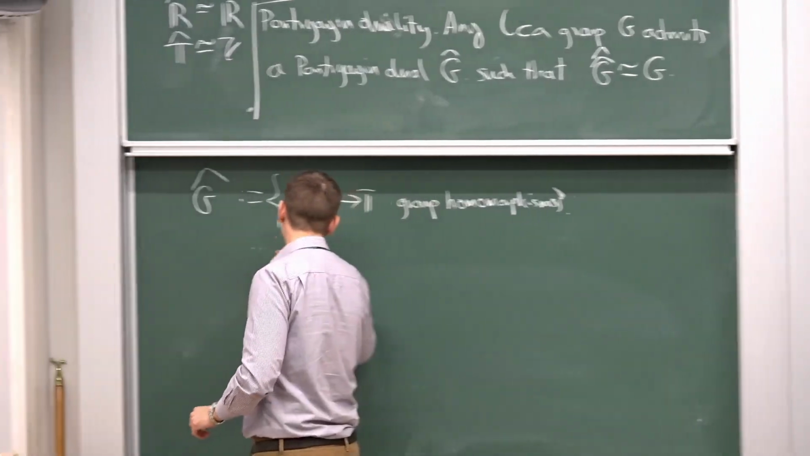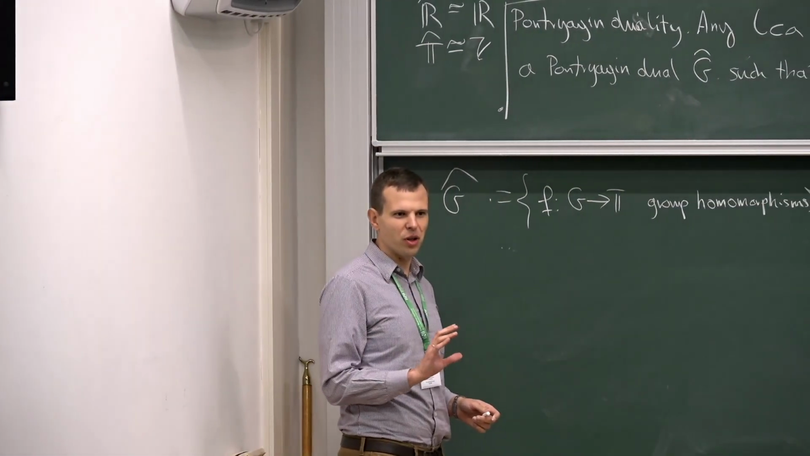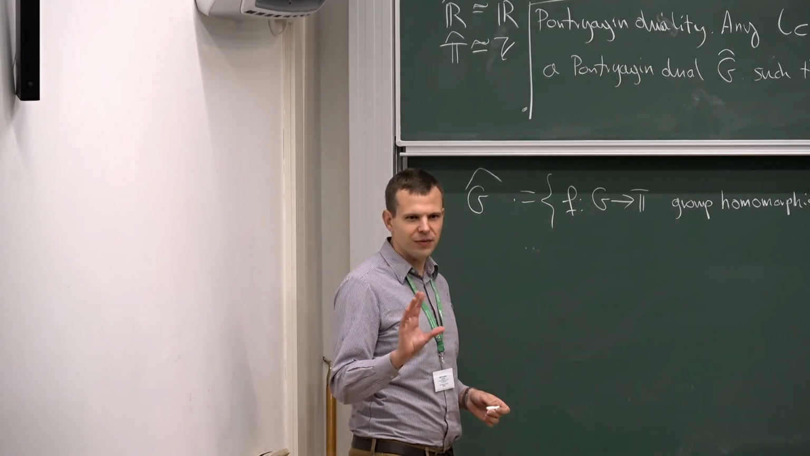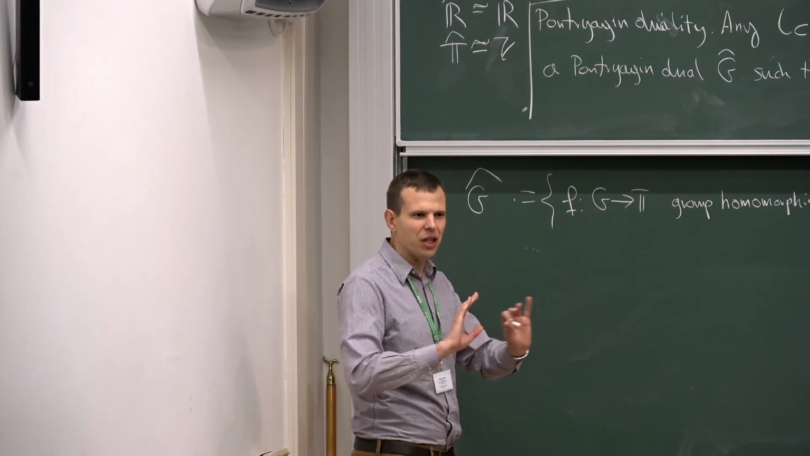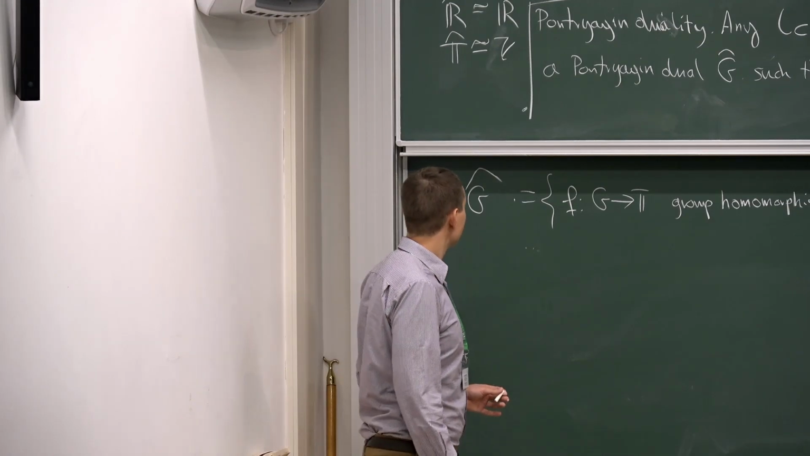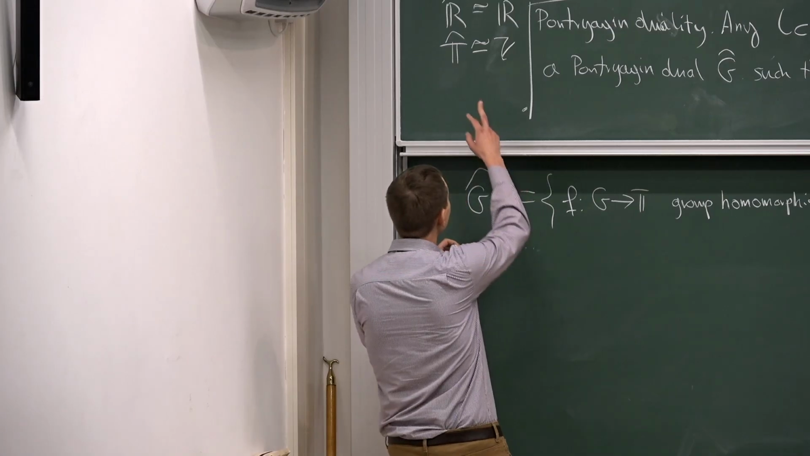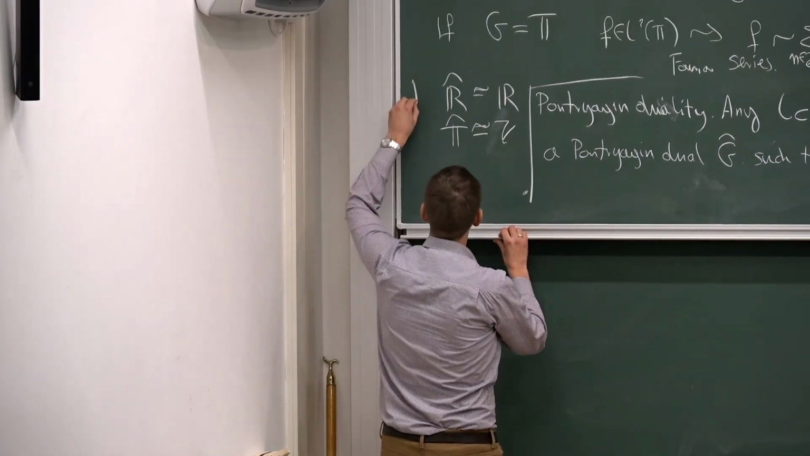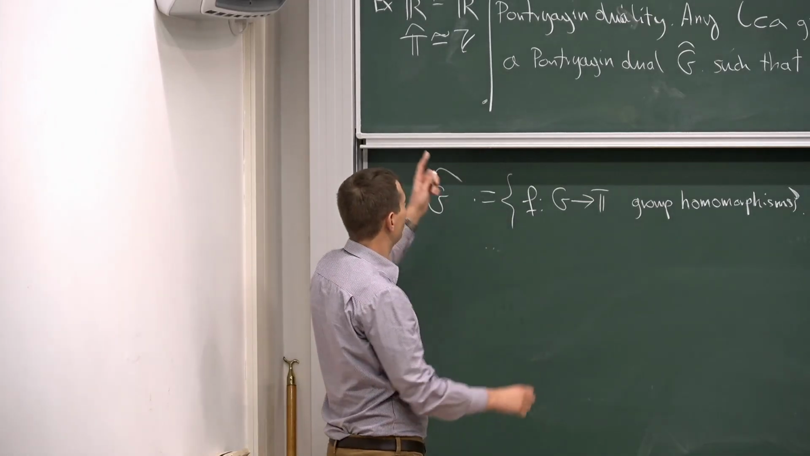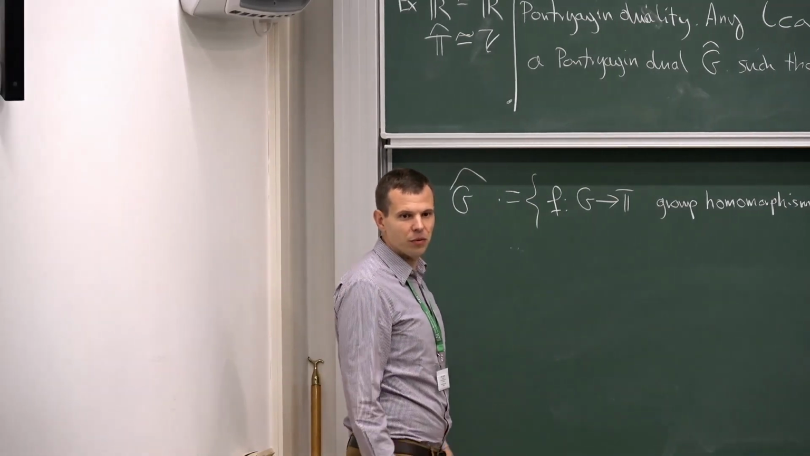And then you can endow it with whatever topology you typically put on maps, like a compact open topology or like uniform convergence on compact subsets, things like that. So one of the typical topologies you put on spaces of maps. And then now this statement here becomes a nice exercise. If you look at homomorphisms from R to T, they're actually indexed by R. You can identify them with the group R.